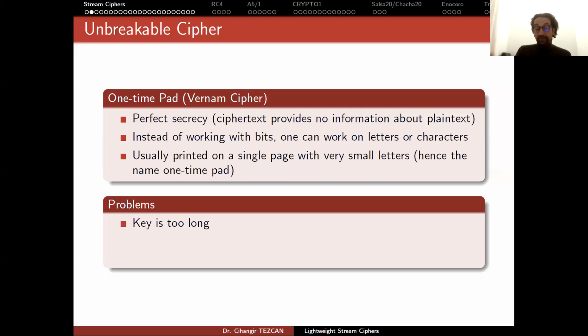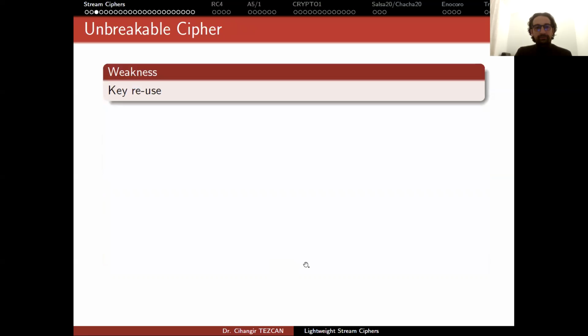So for every message, you had to generate a one-time pad and transfer it to the people you want to communicate with. And this causes a key distribution problem. Another problem is that you have to generate them in a random way, and doing it in a random way is not that easy. We have random number generators and so on, but still, it is not an easy task.